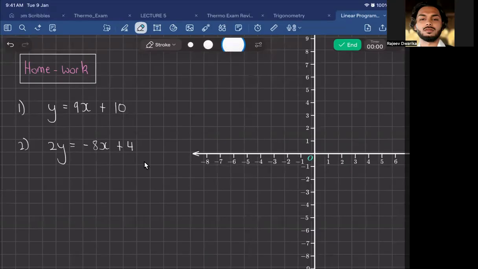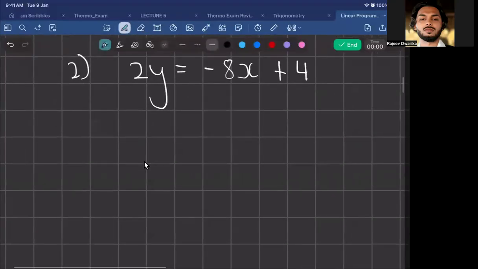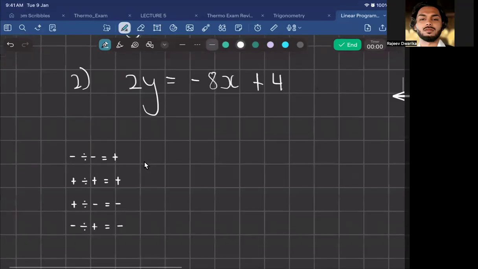Let me just write down the rules for you to remember. It's the same rules as for multiplication. A negative divided by a negative is a positive. A positive divided by a positive is a positive. A positive divided by a negative is a negative. A negative divided by a positive is a negative. Remember that, right? That was the mistake you made in the question.